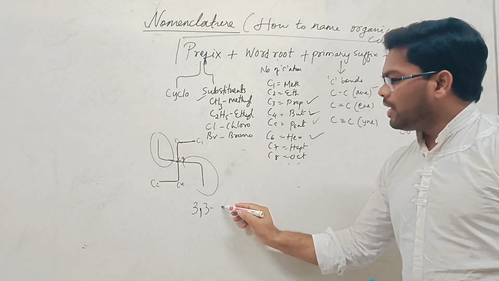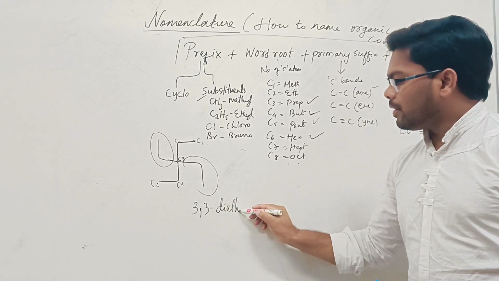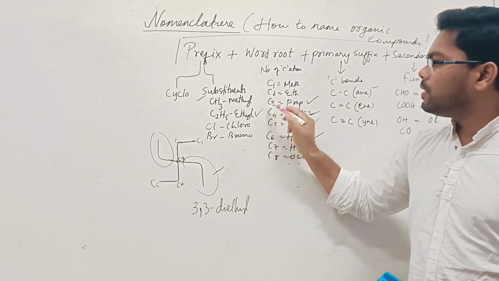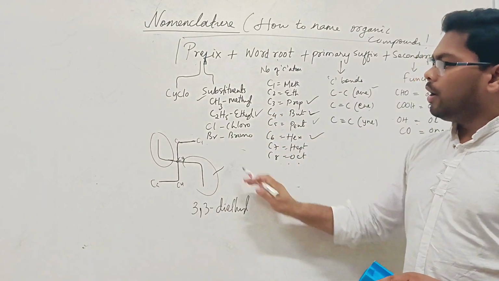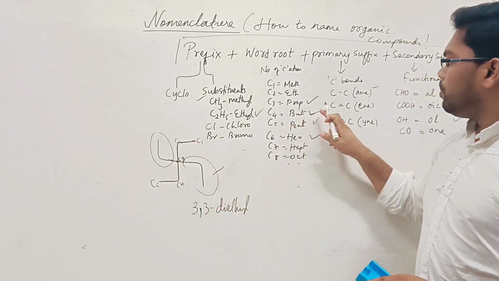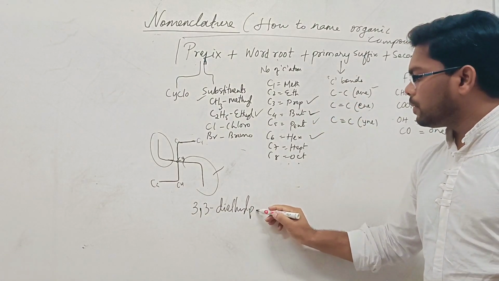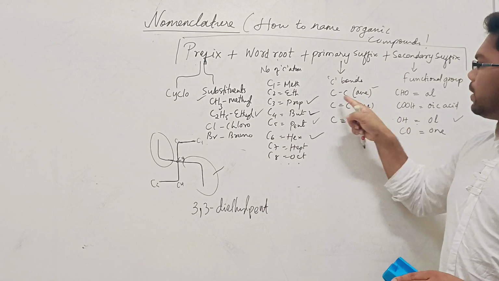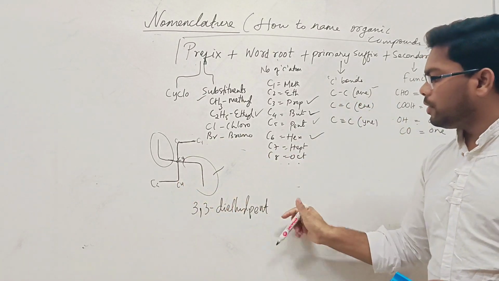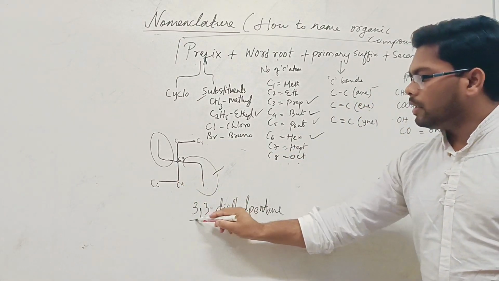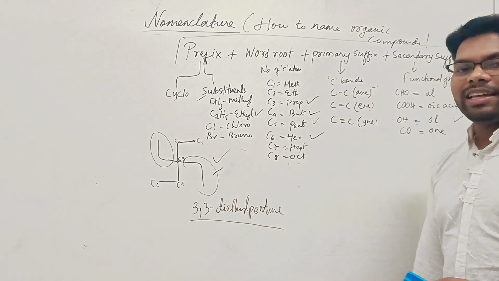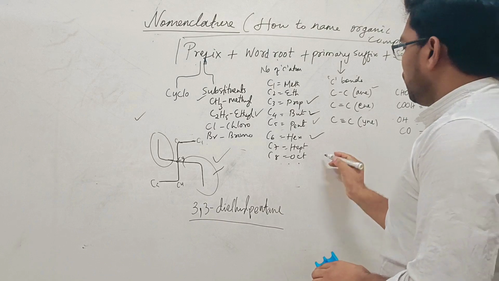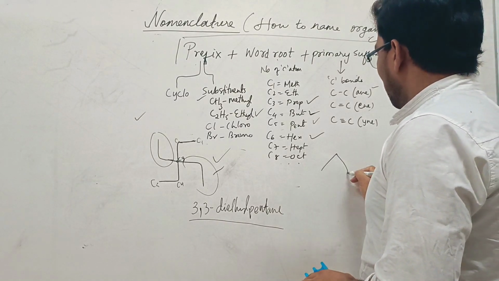So 3,3-diethyl. This branch is an ethyl branch. Ethyl branch means this is diethyl. Total number of carbon atoms is 5. 5 means pent. And these carbons are bonded by single bonds. All are single bonds, so we write ane. So pentane. This name is 3,3-diethylpentane. So very easy. Who is going to name this?